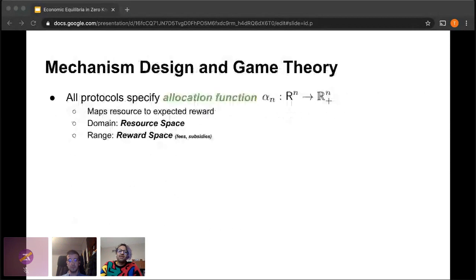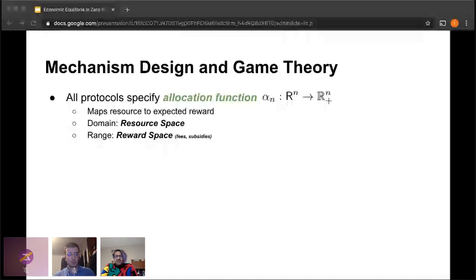Cool, thanks, Georgios. So we're basically going to go through some of the mechanism design game theory. The main tool that's used in this space is an allocation function.